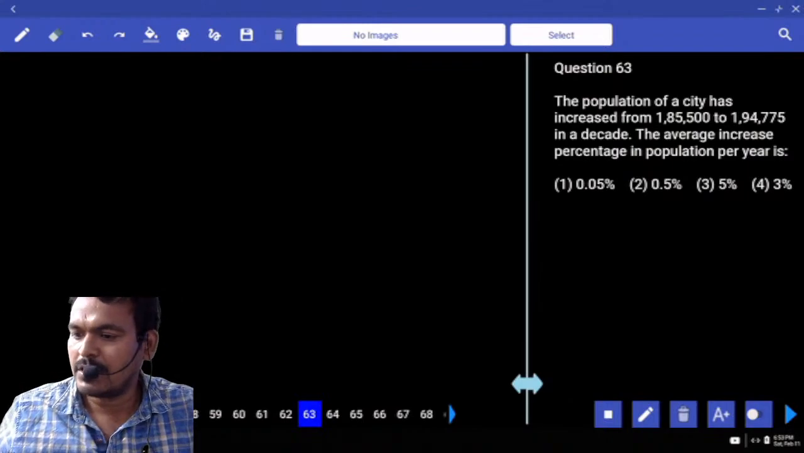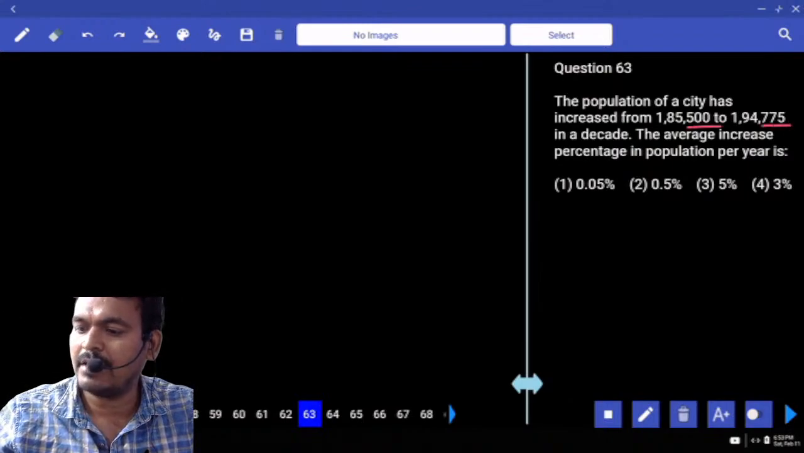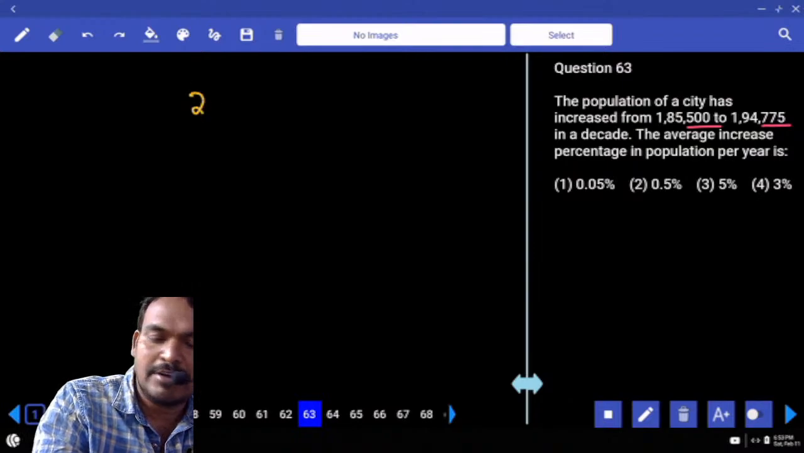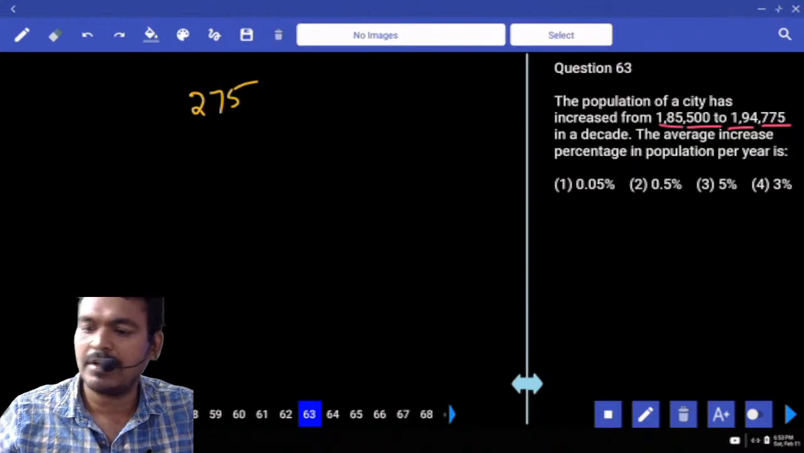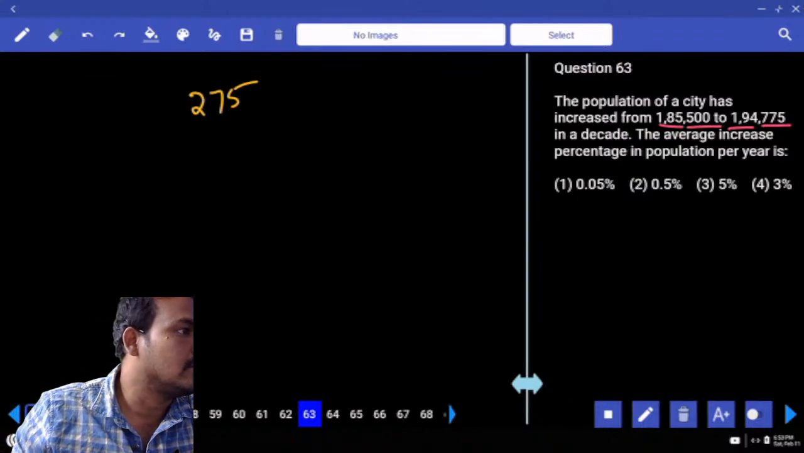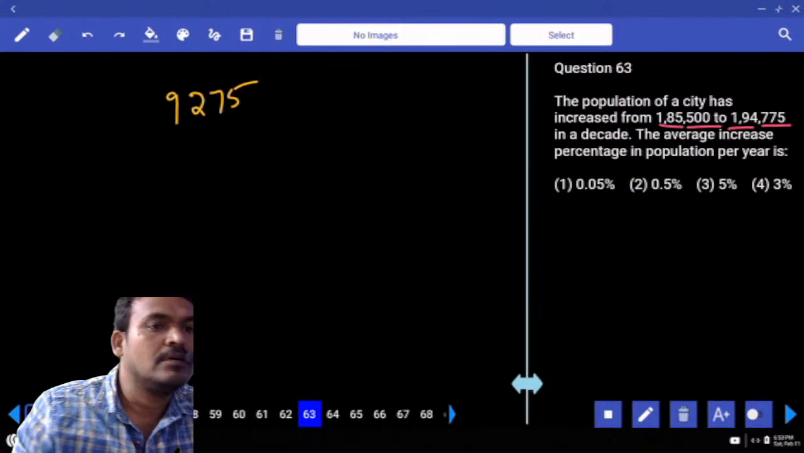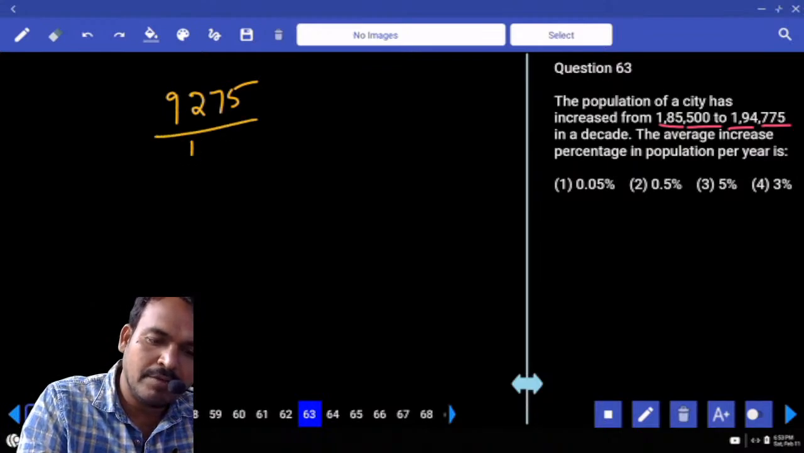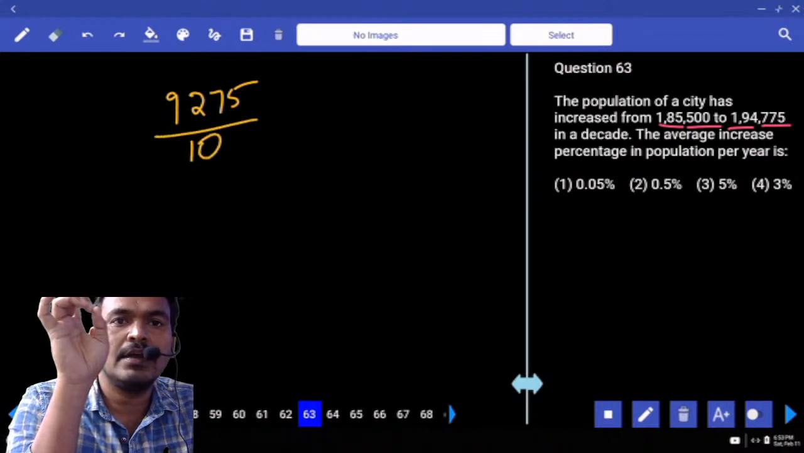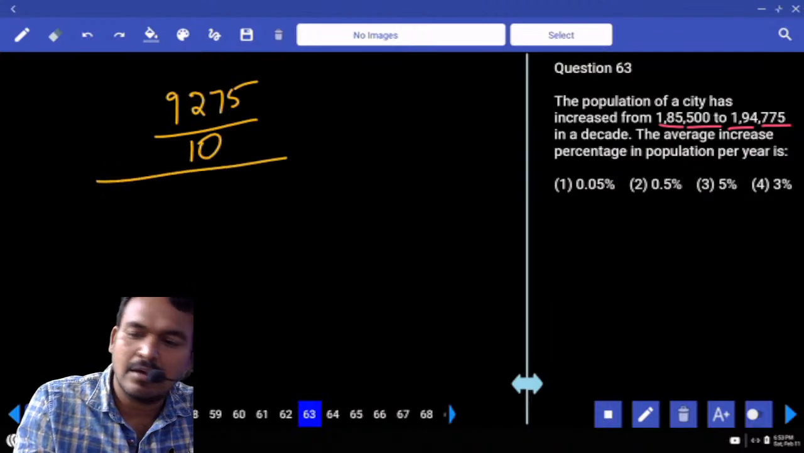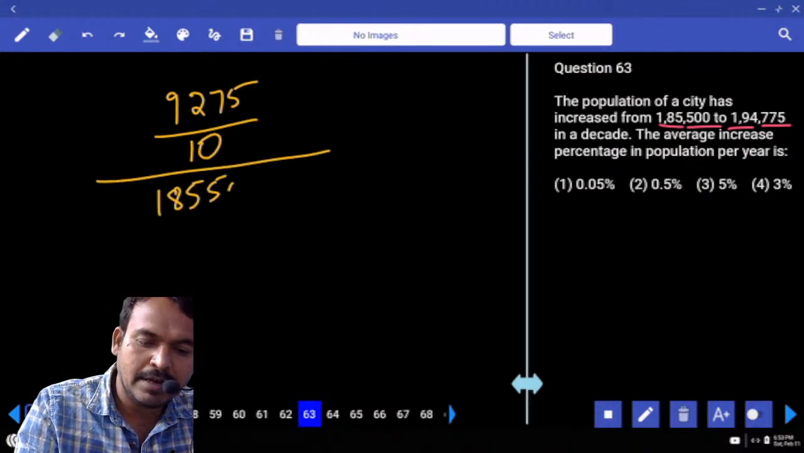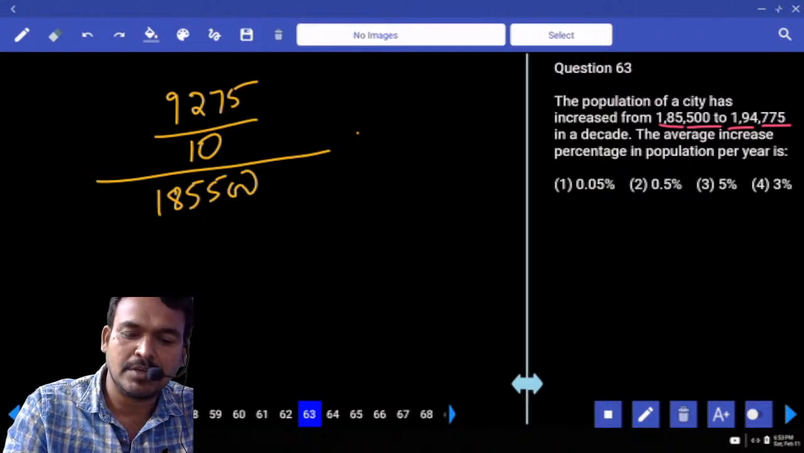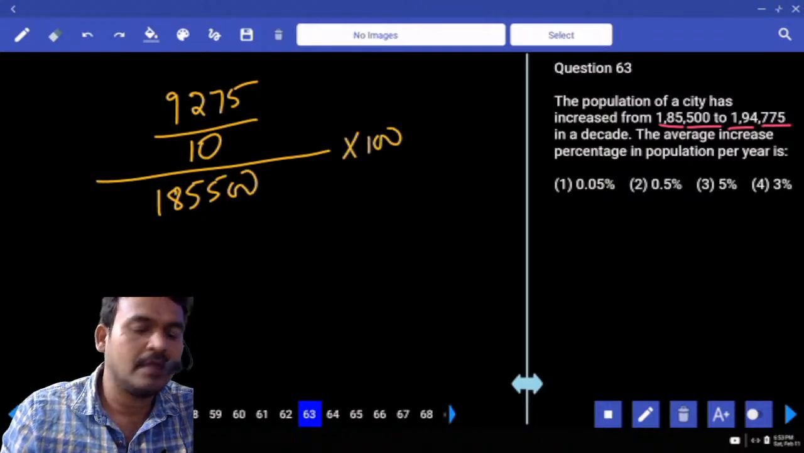Okay. First, what is the difference between 775 and 500? 275. Next, 194 and 185 difference. 9,000. So 9275. Divide by 10, we get the 1 year increased value. It is calculated on which one? 1,85,500. We require it in percentage, means multiplied by 100.